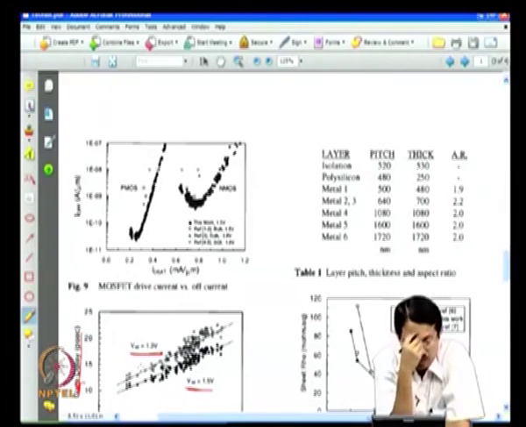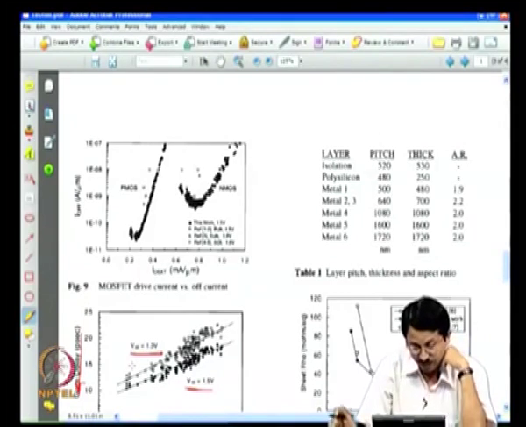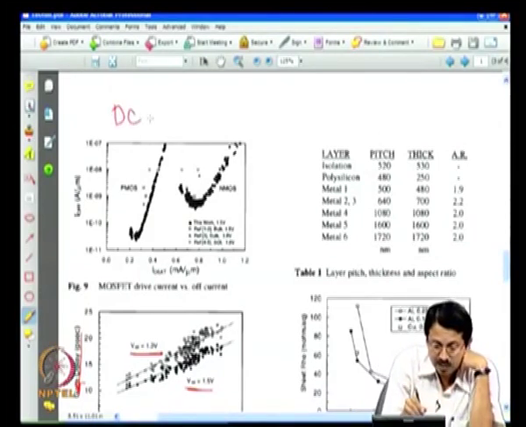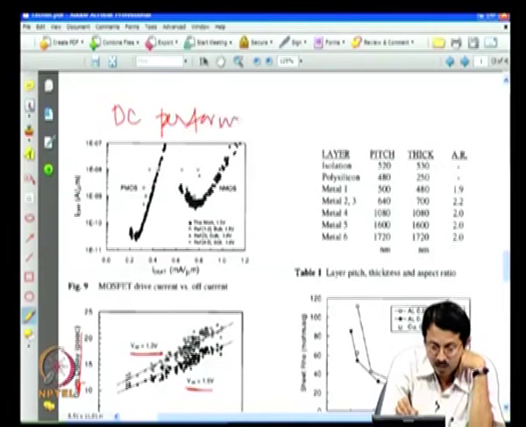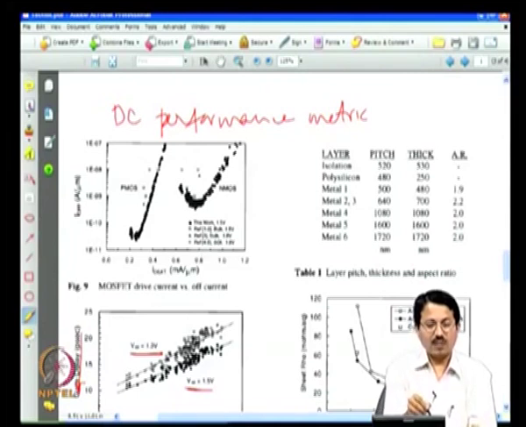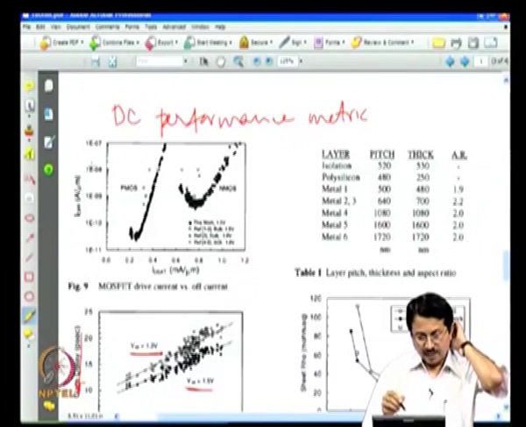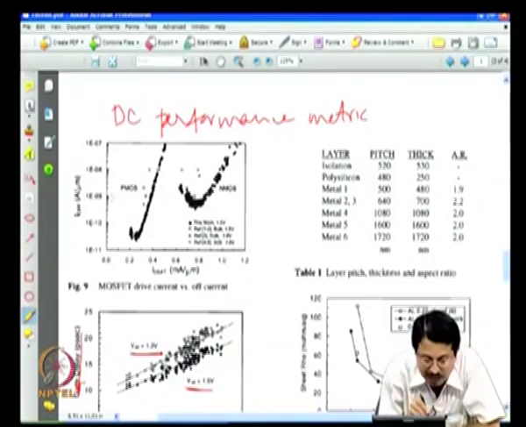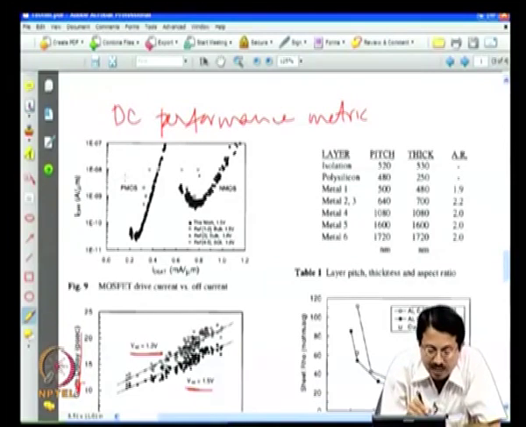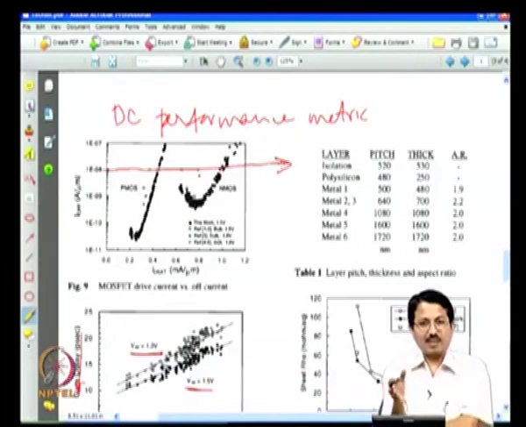One good way of benchmarking the transistors is to plot this so called DC performance metric, okay. What is DC performance metric? This is an XY plot with on current on the x axis and off current on the y axis, okay. And the requirement for a good transistor is that for any given off current, whatever that off current is, let us say 10 nanoamps, I want to be furthest right of this curve.